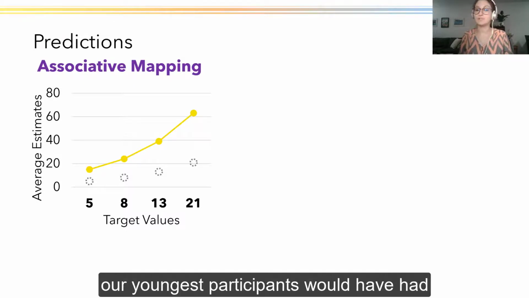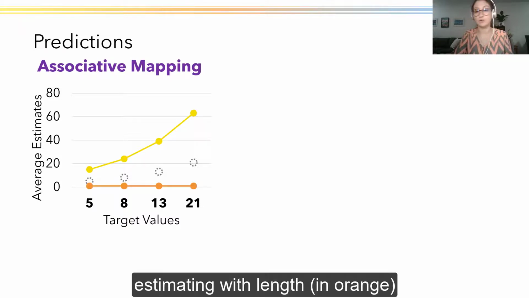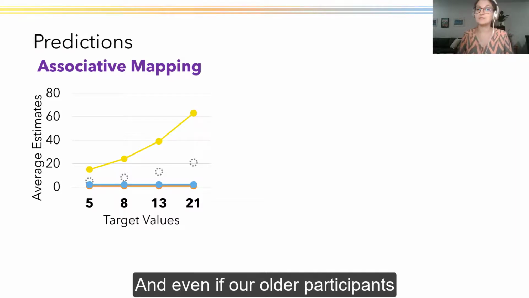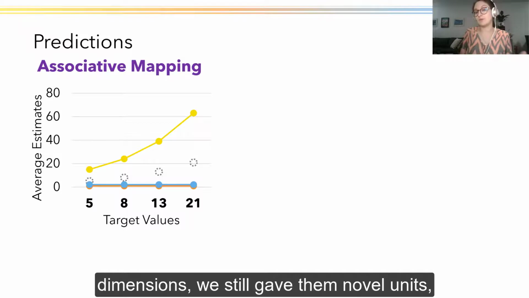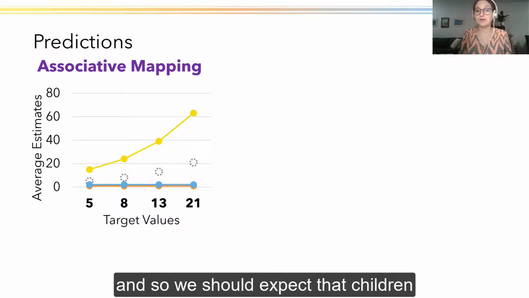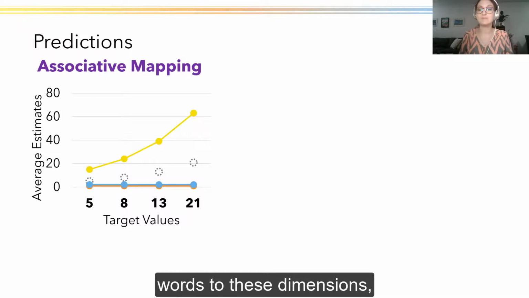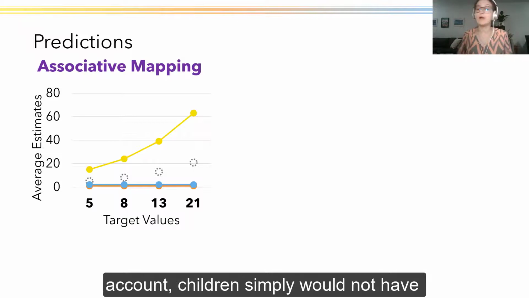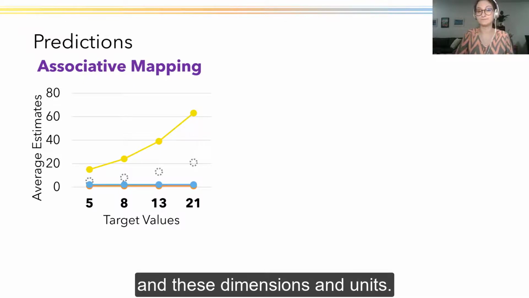Additionally, our youngest participants would have had little to no formal experience estimating with length in orange and area in blue. And even if our older participants did have experience with estimating in these dimensions, we still gave them novel units. And so we should expect that children will really struggle to link number words to these dimensions, demonstrating flat performance across target values. Because under an associative account, children simply would not have acquired the link between number words and these dimensions and units.